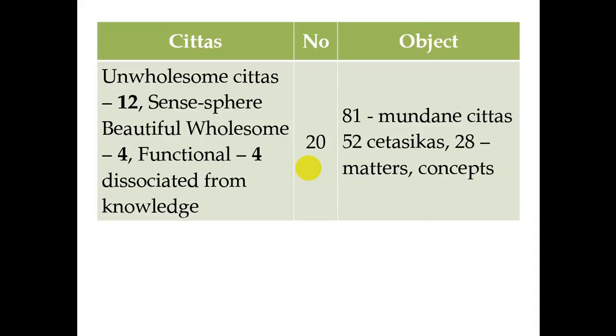These 21 Cittas will take only the objects of mundane objects. Among the mundane, sublime Citta as well, right? The mundane, sublime Citta as well, sublime including jhana, right? 81 mundane Cittas, and then 52 Cittasikas, 28 matters, as well as a concept.